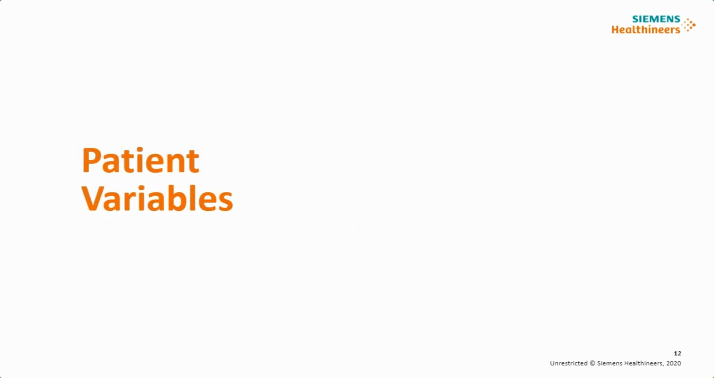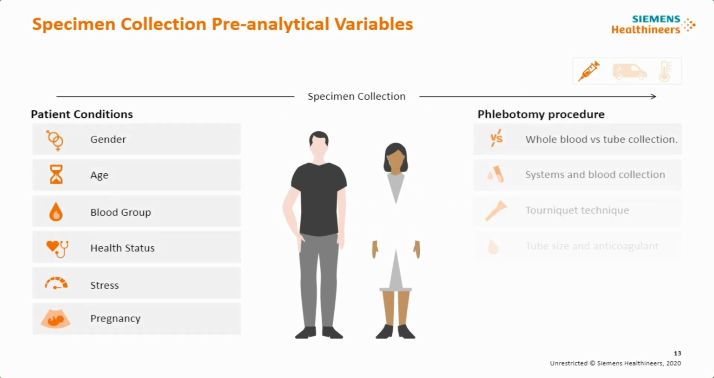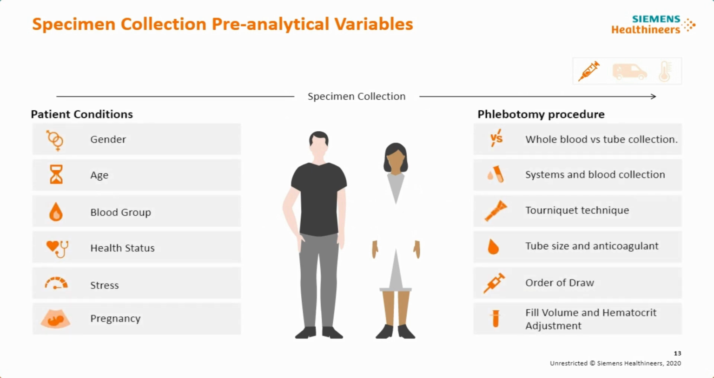So the first thing I want to touch on is patient variables. Patient variables are also encompassed in the patient's history, as I mentioned before. Again, open lines of communication. Communication is the key between a good laboratory and a good clinical consultation, which ultimately improves patient care. So we look at the gender of the patient. We look at the age. Is it a neonate? Is it a pediatric patient? Is it an adult? We look at blood groups.